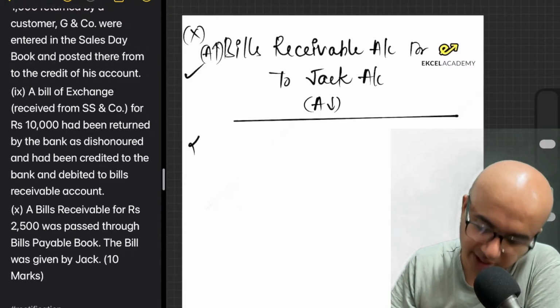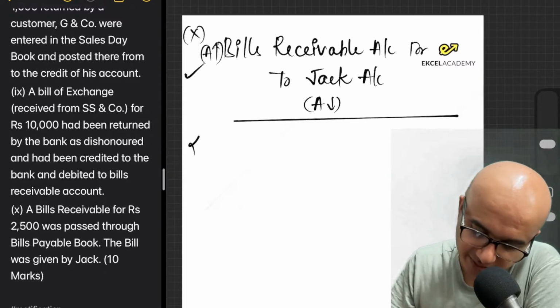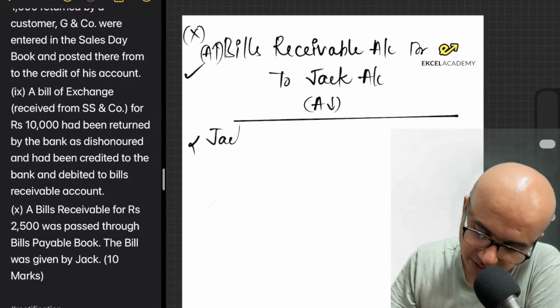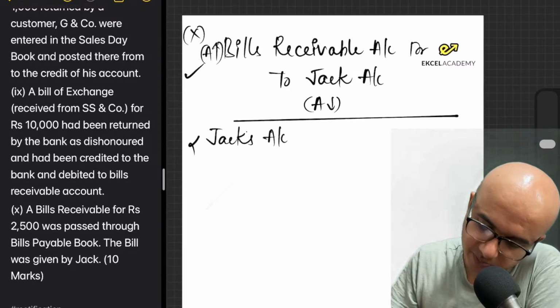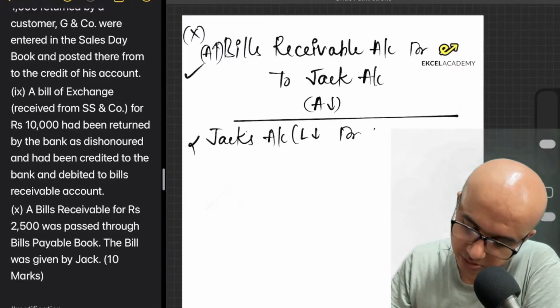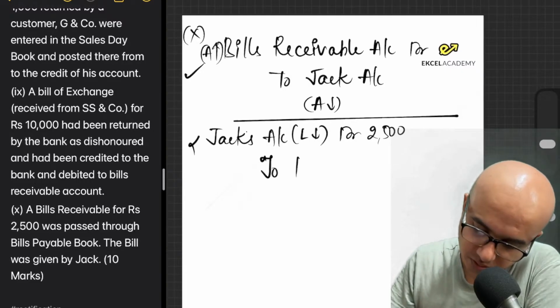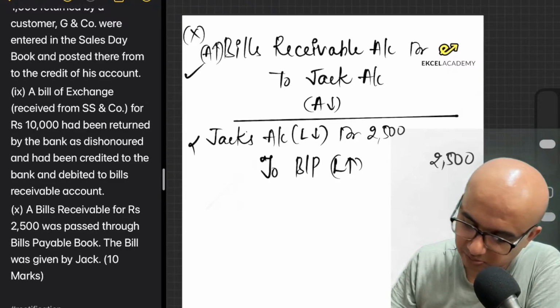So what did they do? They posted it through bills payable. That means they treated this as a liability, meaning Jack's account debit, decrease in liability. How much is that? 2,500 to bills payable, that is increase in liability. This is the entry which they passed.